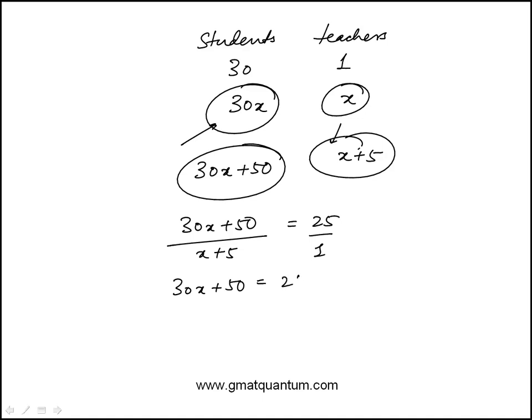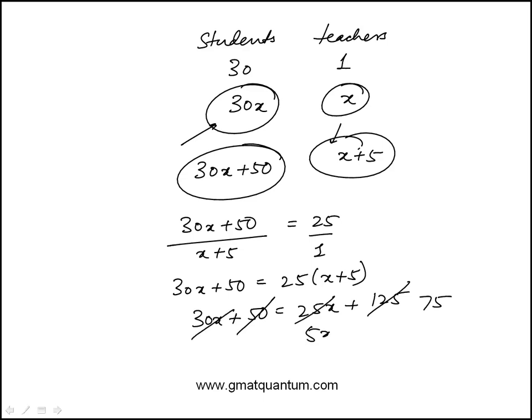Actually, this might be cleaner than the previous approach, but the previous setup you might need in data sufficiency, because the statements may not give you complete information. But in problem solving, this seems cleaner. So 25 times 5 is 125 again. Subtract that, and I have 5x, and I get x again is 15, which is really what we're looking for.